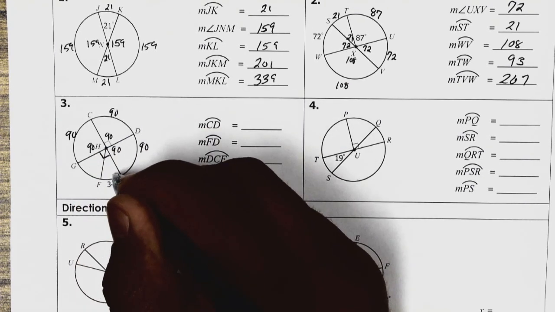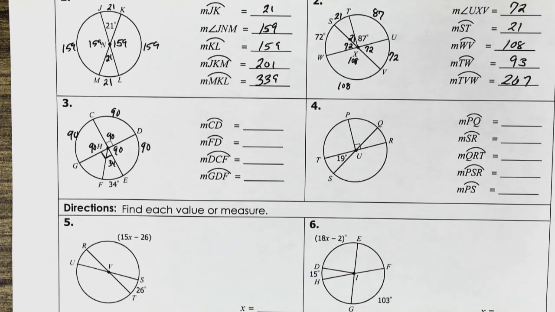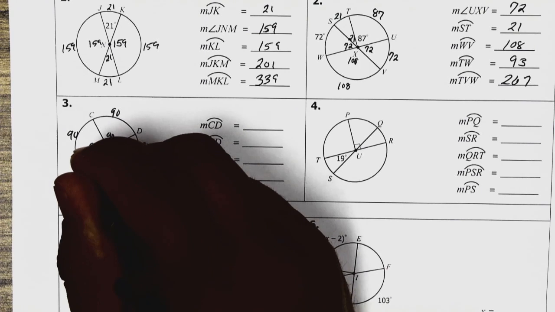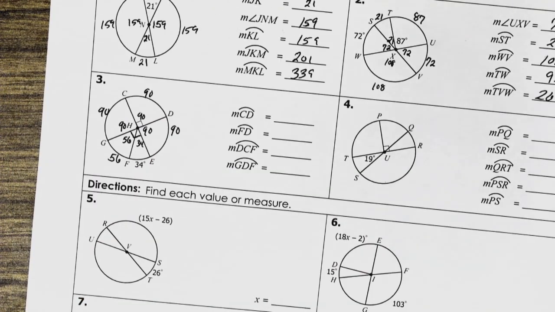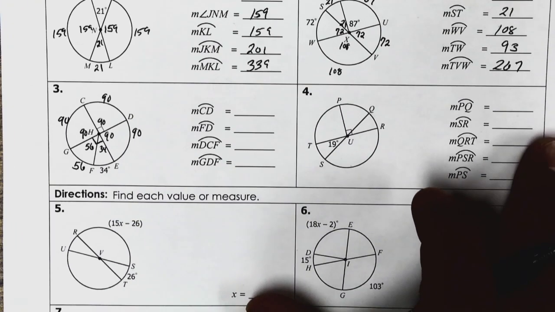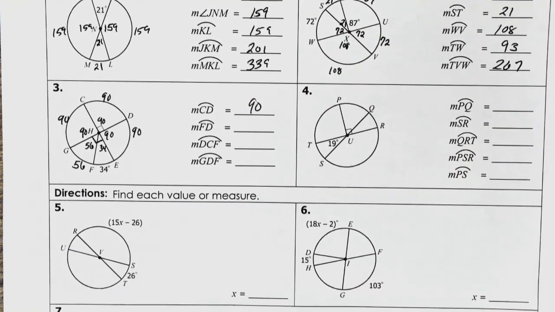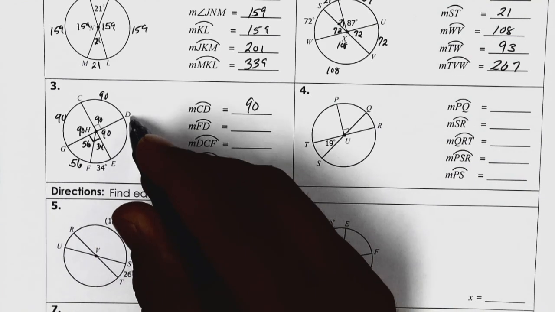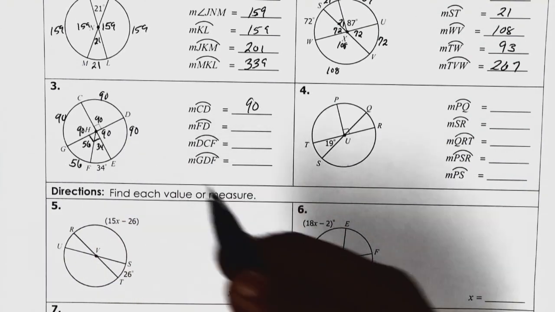So if this angle is 34, this arc is 34, which means this angle is 34, which means that this angle right here, they're complementary. You're going to do 90 minus 34, which is 56. So this angle is 56, and this arc is 56. So once again, label all the parts of your circle, and then let's get the measures. So CD is 90. FD is from right here, so it's going to be the 34 and the 90, so 90 plus 34, that's 124.